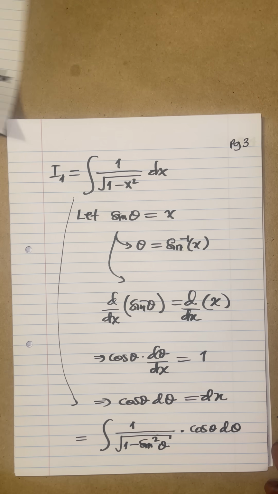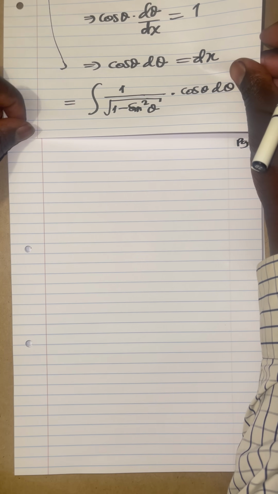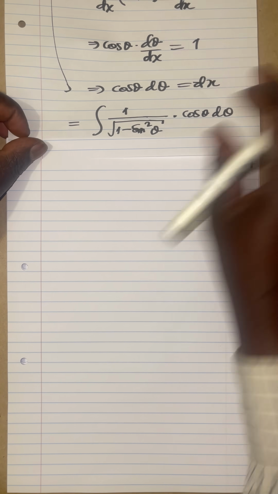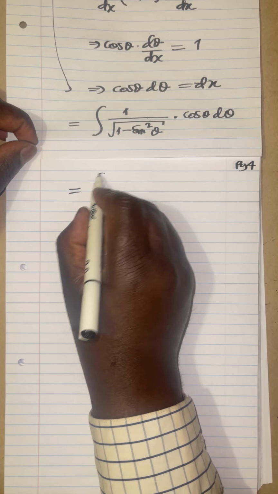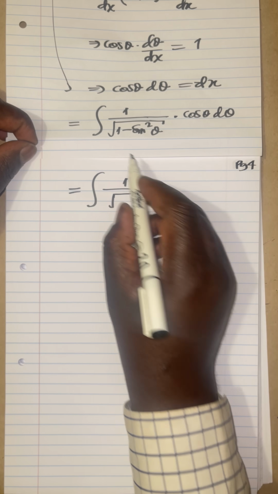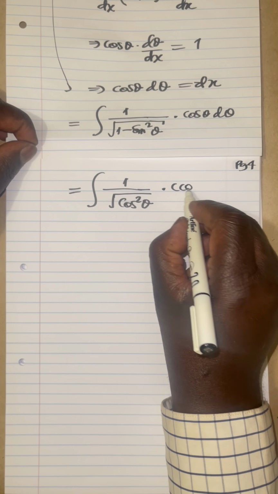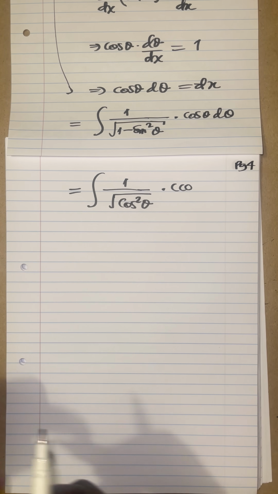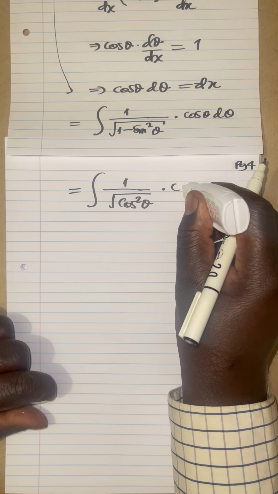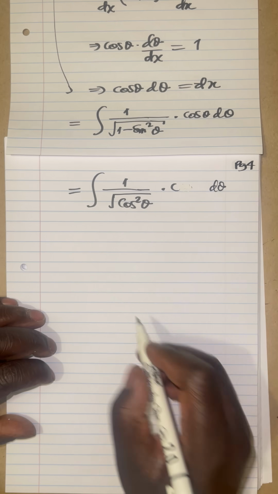Moving on, taking us to page 4. Now, what we have is the following. Remember, 1 all over the square root of 1 minus sine squared. Remember, it's cos squared of theta, and then we have cos of theta times cos theta d theta. Let me fix this up, it doesn't look very nice. Cos theta d theta. I'll fix that one up shortly.